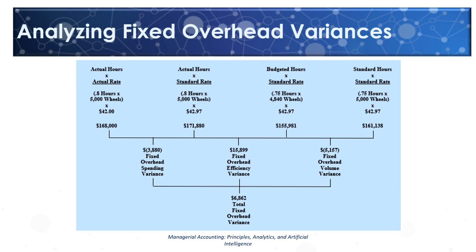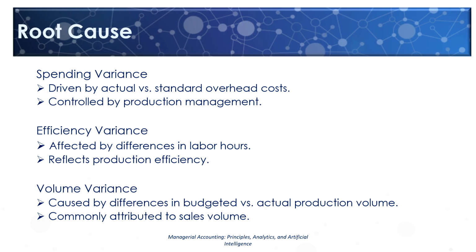So what's most important in evaluating fixed overhead is the fixed overhead spending variance. In this case, we spent less than we expected, and the fixed overhead efficiency variance. In this case, we were less efficient than expected. Let's go back and look at the root cause. The spending variance, again, is driven by actual versus standard overhead costs, controlled by production management. The efficiency variance is affected by differences in labor hours and reflects production efficiency as well.